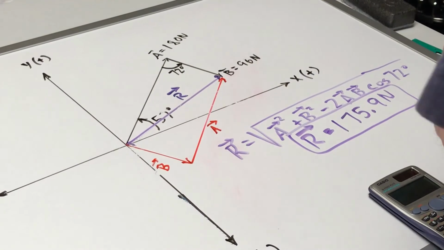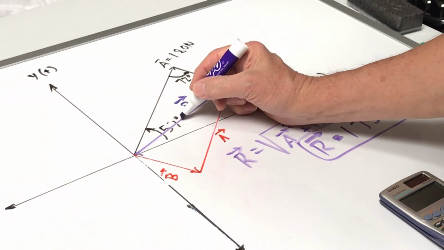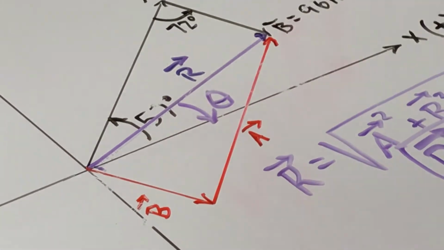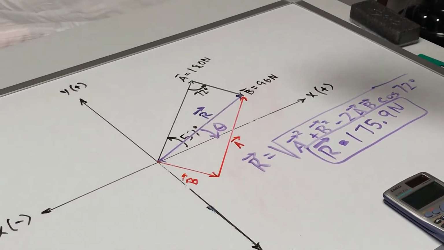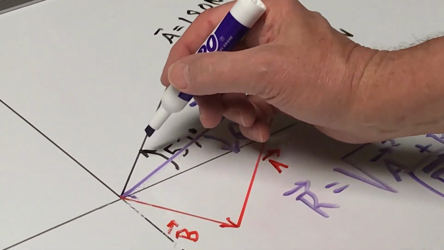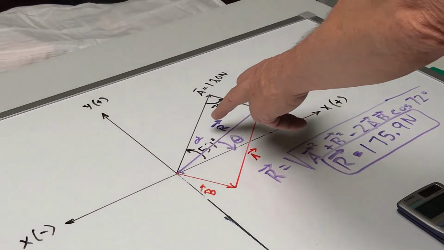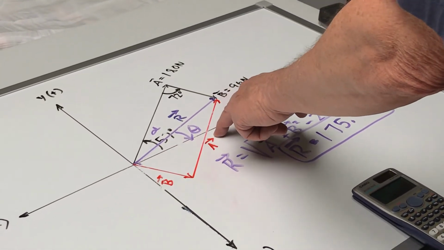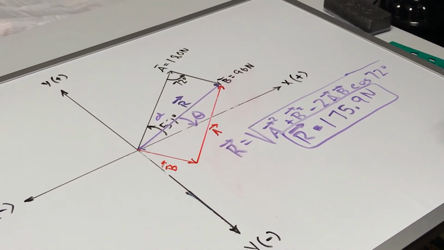Now we still need to find this angle right here that R makes with the x-axis, and we'll call that angle theta. If we're going to find angle theta, we have to go inside this triangle and find this angle right here, and we'll call it angle alpha, because if we can find alpha and we know that this angle is 57 degrees, to find theta all we have to do is subtract alpha from 57 degrees. And we can use what's called the law of sines.